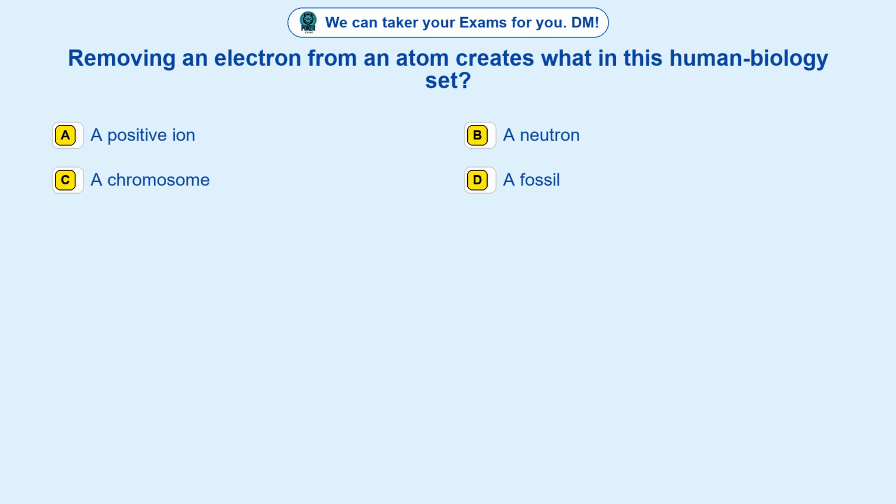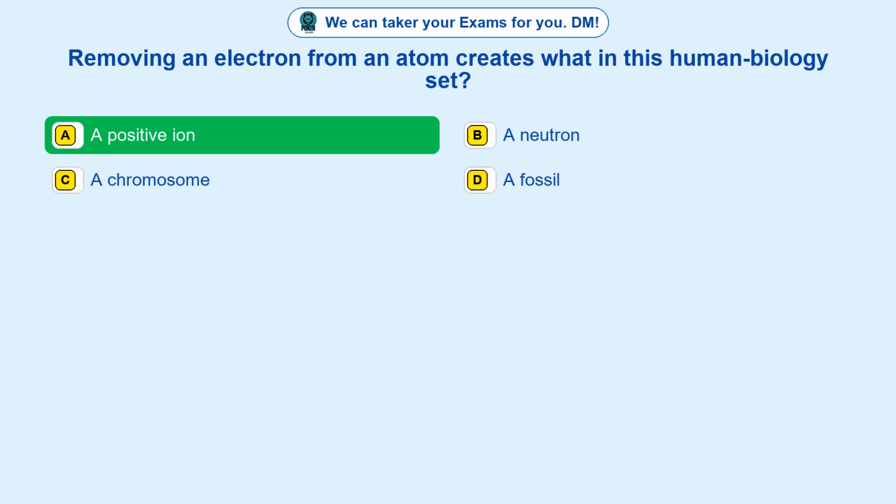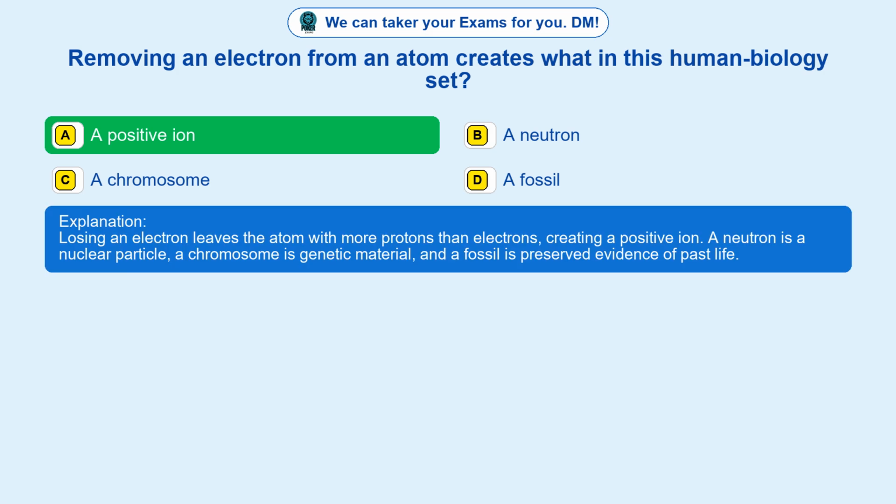Question 49. Removing an electron from an atom creates what in this human biology set? Option A. A positive ion. Option B. A neutron. Option C. A chromosome. Option D. A fossil. The correct answer is option A. A positive ion. Losing an electron leaves the atom with more protons than electrons, creating a positive ion. A neutron is a nuclear particle, a chromosome is genetic material, and a fossil is preserved evidence of past life.